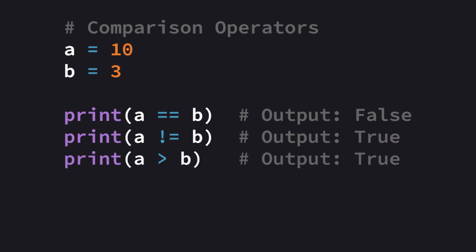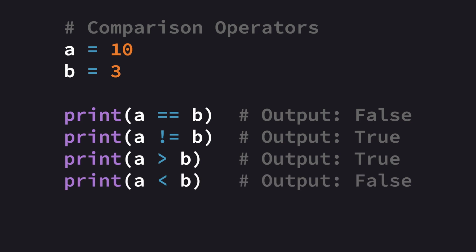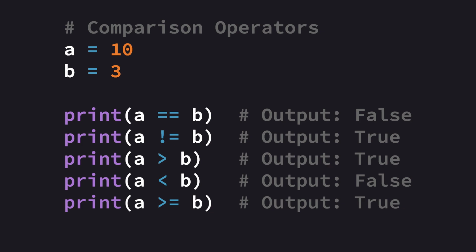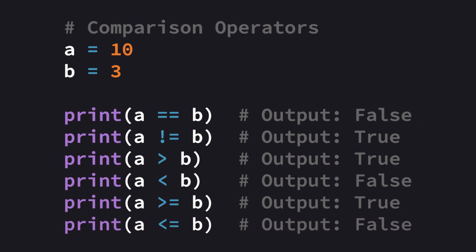The greater than symbol is used to determine if the value on the left is greater than the value on the right, and the less than symbol checks if the value on the left is less than the value on the right. The greater than or equal to operator evaluates if the value on the left is greater than or equal to the value on the right, and the less than or equal to operator checks if the value on the left is less than or equal to the value on the right.